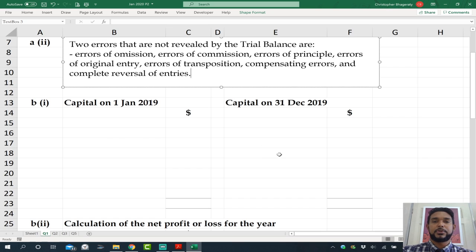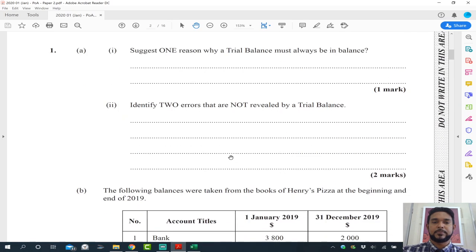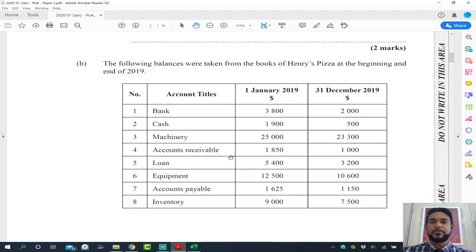All right, so what I want to show here now is the next part of the question. The following balances were taken from the books of Henry's Pizza at the beginning and end of 2019. So you have Jan 1, 2019 here as the beginning and 31st December 2019. That's obviously the end. So we have bank, cash, machinery, accounts receivable, loan, equipment, accounts payable, inventory.